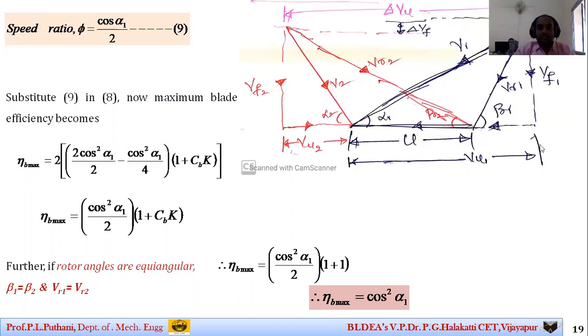So this is the derivation part. In the next session, we will be studying some problems on the single stage impulse turbine by the graphical method. Thank you, students.